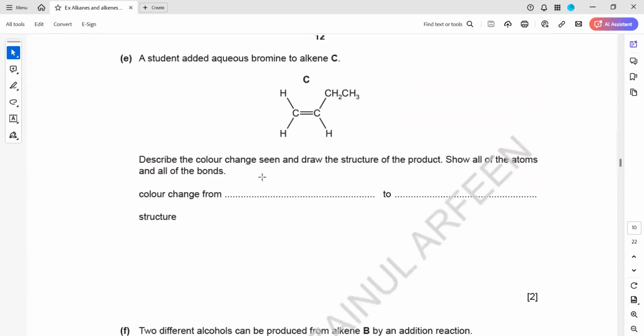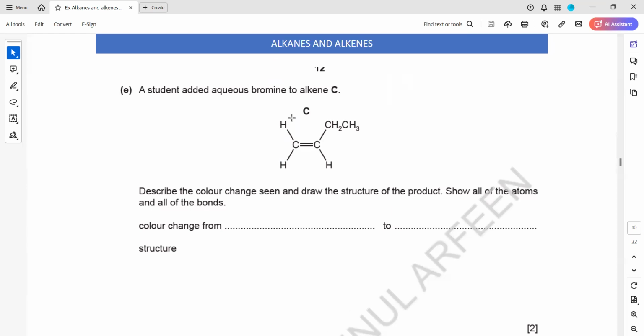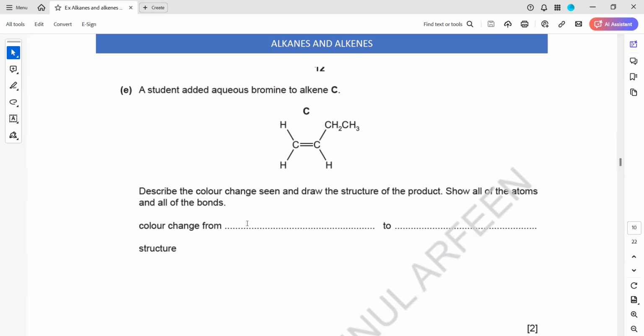In E, the student added aqueous bromine to alkene C. Describe the color change. If you want to test for an alkene, we can use aqueous bromine. And what is the observation? If aqueous bromine is added, it will turn from orange to colorless.